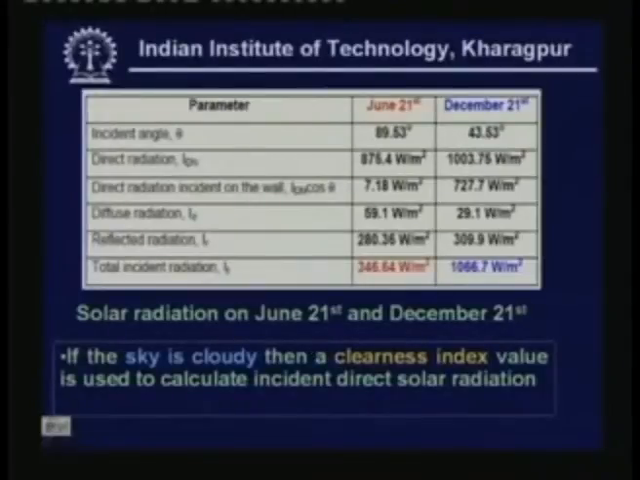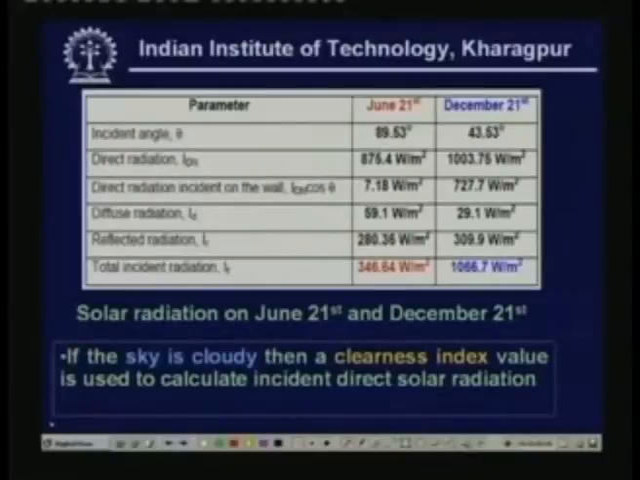Now let me show a table where the solar radiation results for June 21st and December 21st are given. So, this table shows the comparison between June 21st and December 21st. On June 21st, you find that the incidence angle is 89.53, whereas for December 21st it is 43.53. The direct radiation I_DN is 875.4 watt per meter square in case of June 21st, and it is 1003.75 in case of December. Similarly, the contribution of direct radiation, which is I_DN cos θ, is 7.18 watt per meter square for June and 727.7 watt per meter square for December. The diffuse radiation is 59.1 and 29.1, and reflected radiation is 280.36 and 39.9 in case of December. So, the total incident radiation on the vertical surface is 346.64 watt per meter square on June 21st and 1066.7 watt per meter square on December 21st.